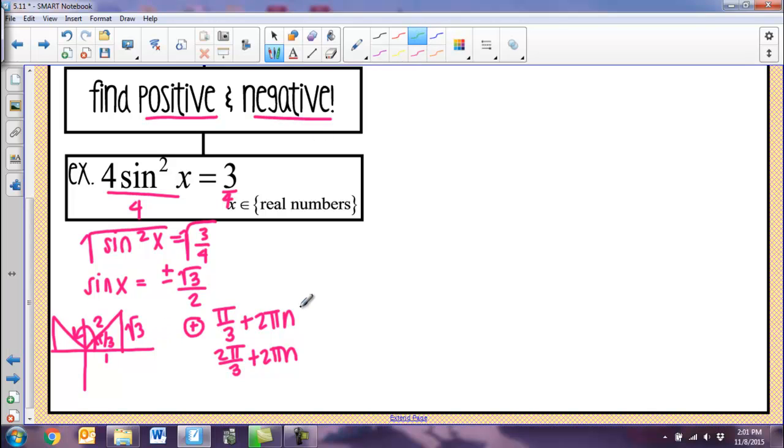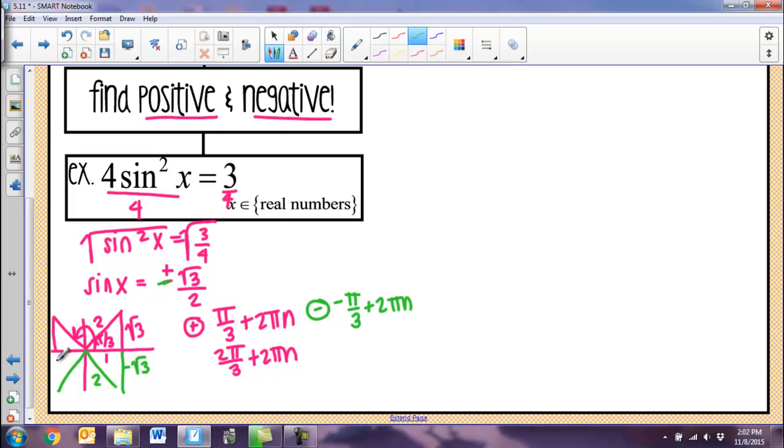If you wanted your negative solutions, we just think about those other places that have that same value. My negative solutions in my principal quadrant are going to be down here in quadrant 4. So I'd have negative root 3 over 2, and then I still have that side length of 1. I'm still looking at a pi over 3 reference angle, so I can either write that as negative pi over 3 plus 2 pi n, or you could write that as 5 pi over 3 if you went all the way around your unit circle.